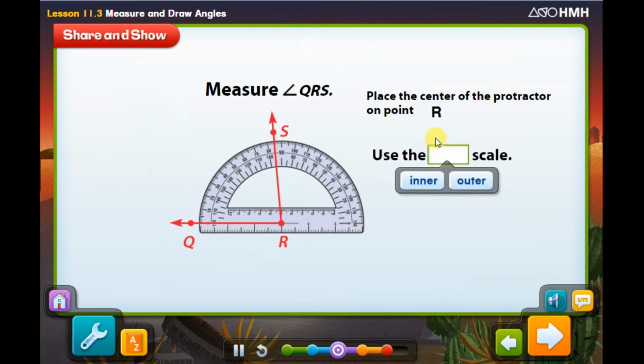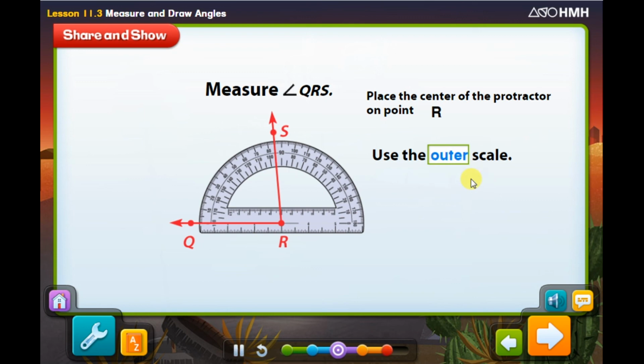Which scale should you use to measure the angle? The inner scale or the outer scale? Okay. Select your answer. Now see, you aligned the lower line with 0, which is on the inner scale or the outer scale. The 0 is here. Here is 180, but here is 0. So 0 is in the outer scale. So the outer scale is the scale that I will use, and I will omit the inner scale.